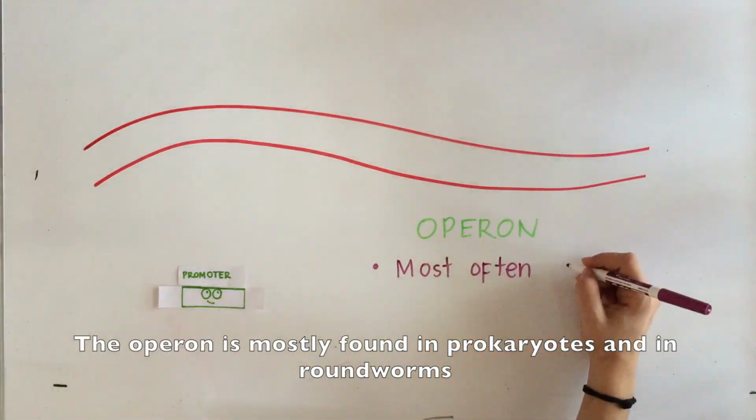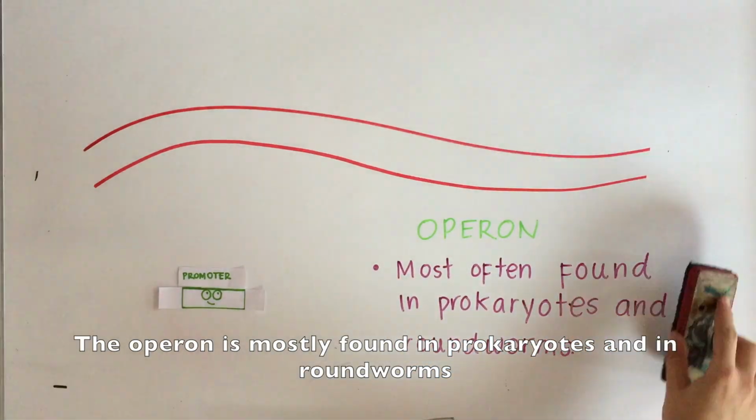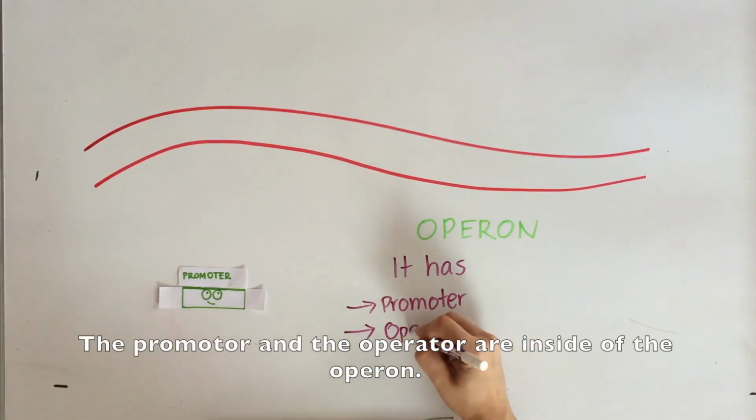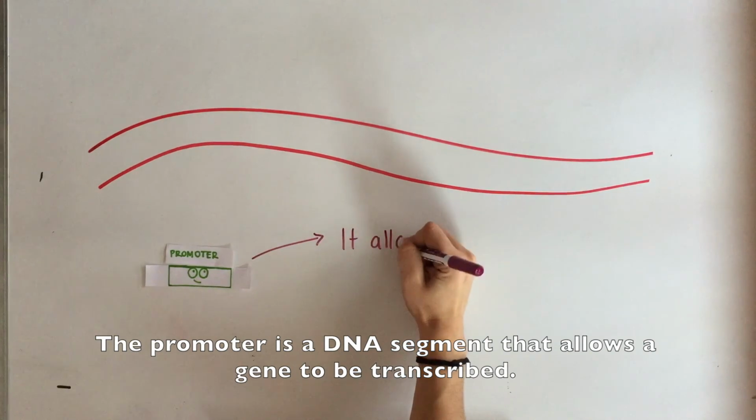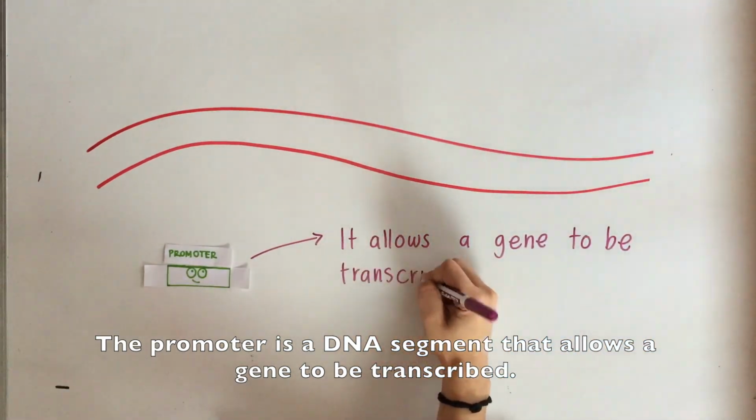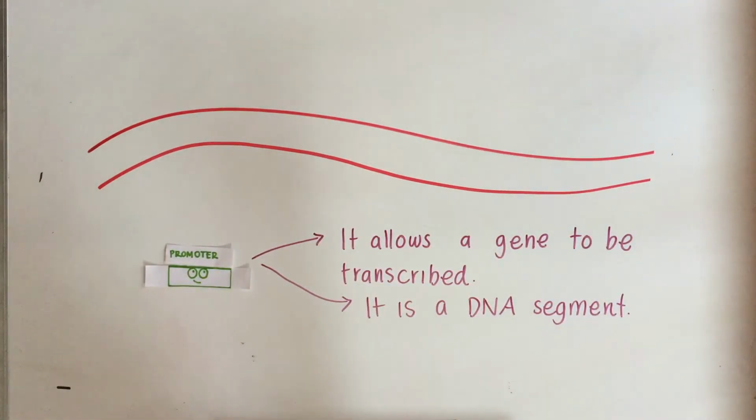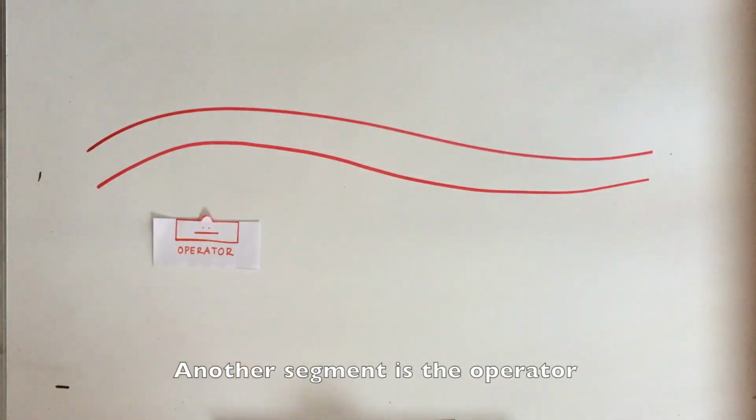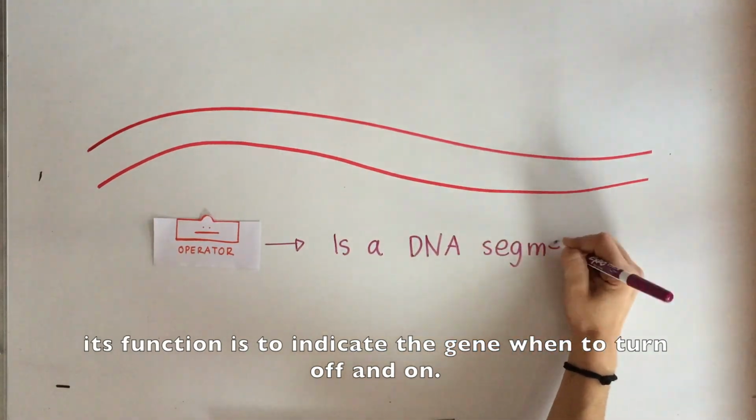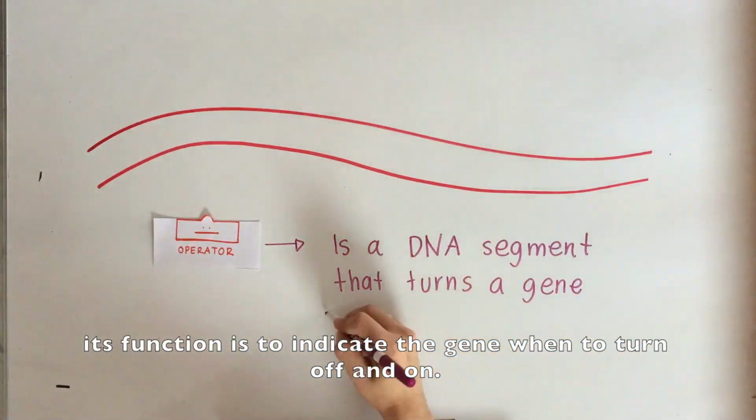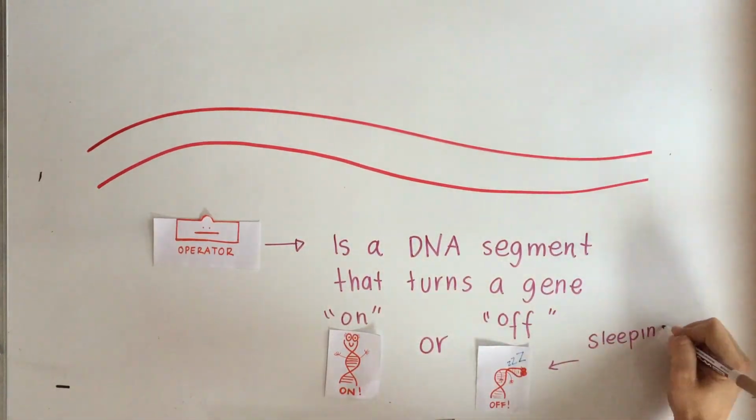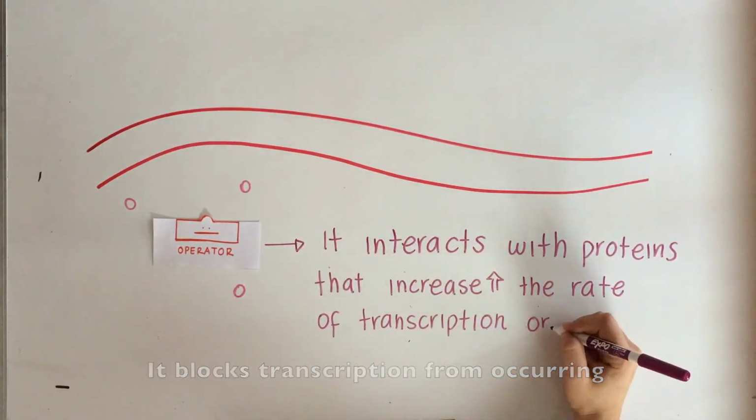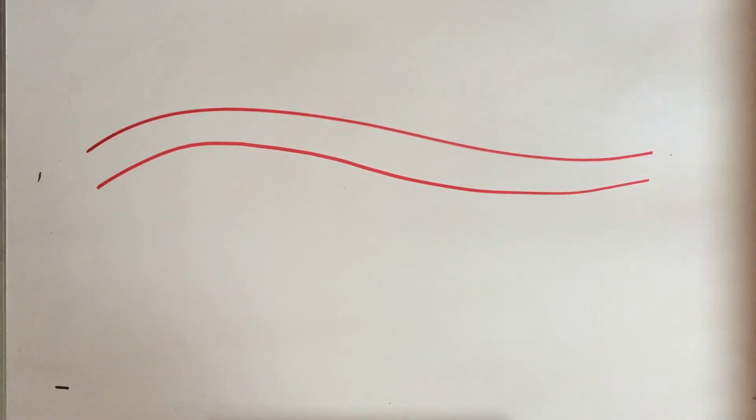The operon is mostly found in prokaryotes and in the roundworms. The promoter and the operator are inside of the operon. The promoter is a DNA segment that allows a gene to be transcribed. Another segment is the operator. Its function is to indicate to the gene when to turn off and on. It blocks transcription from occurring when interacting with proteins.